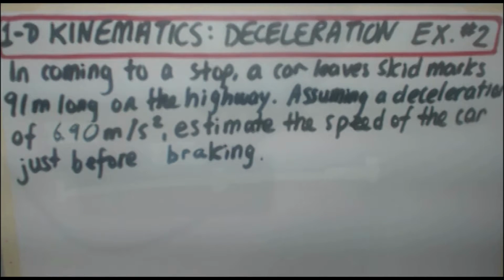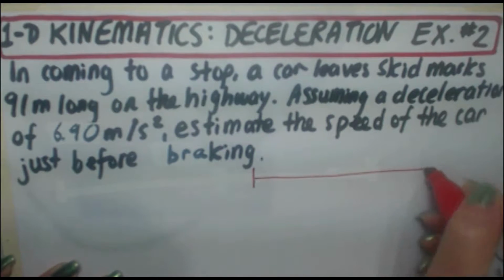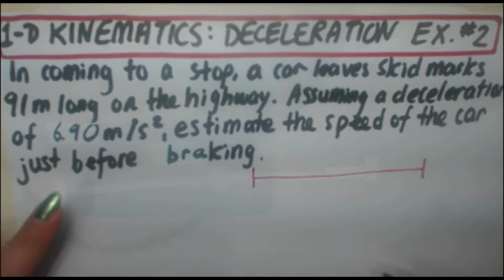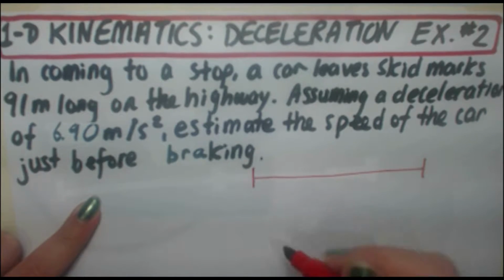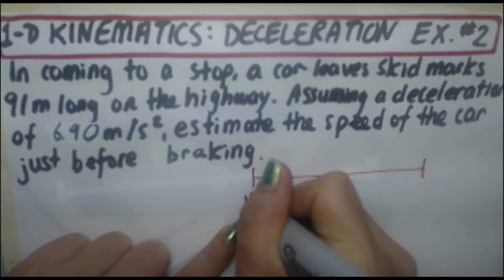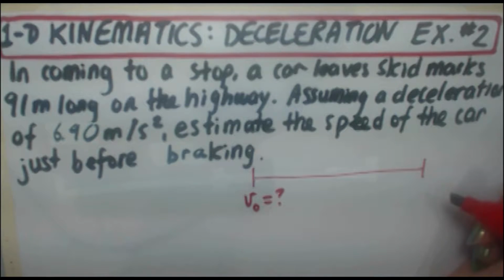Okay, so just like with any other question, you want to draw a picture. Let's get started with that first. I like to draw something that looks like a timeline, because it really helps me write everything down. It's not too cluttered. We want to know the speed of the car before braking. So that's right here. That's our initial speed, V naught. Remember that little zero there, we say naught.